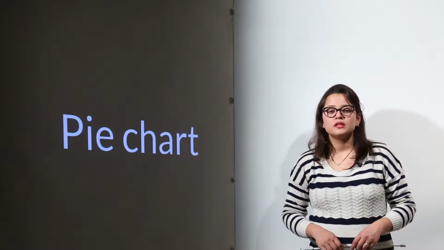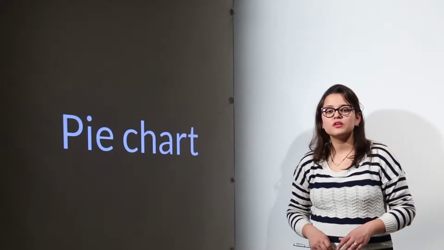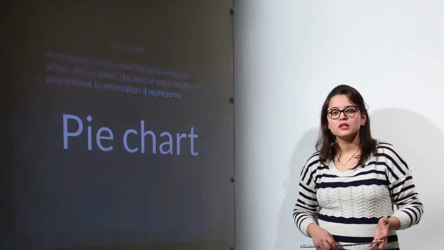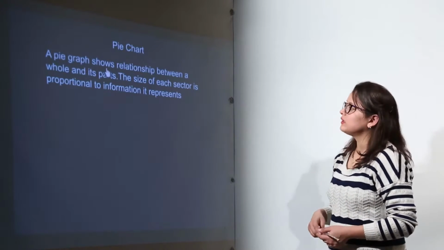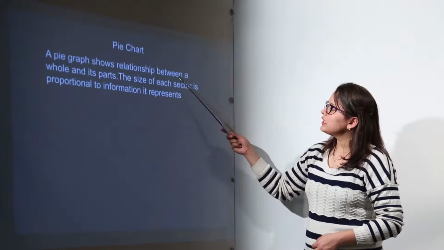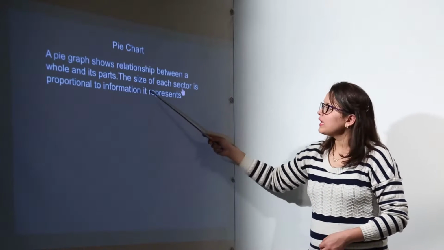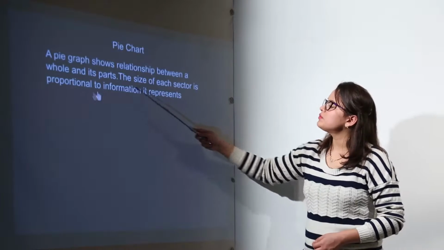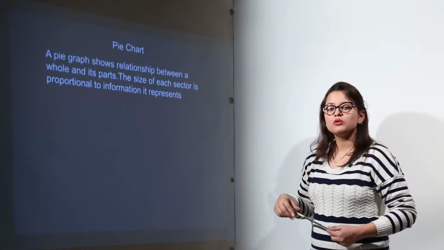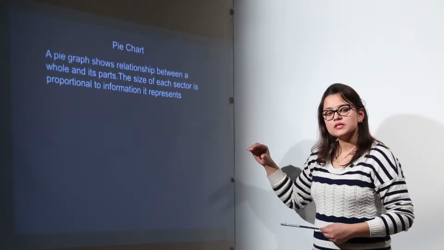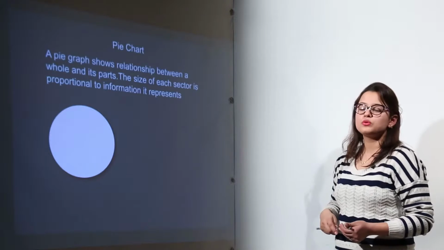Pie charts. Now, a pie chart is a form of representation of data, as we have done with bar graphs and histograms, right? So pie chart is another form of representation of data. A pie graph shows the relationship between the whole and its parts, and the size of each sector is proportional to the information it represents. That means the amount of area represents the amount of value, right? They will be directly proportional to each other.